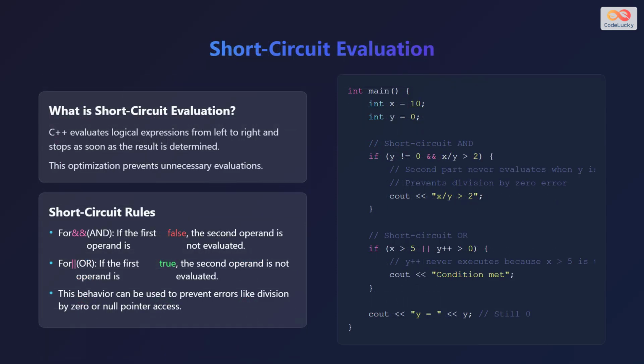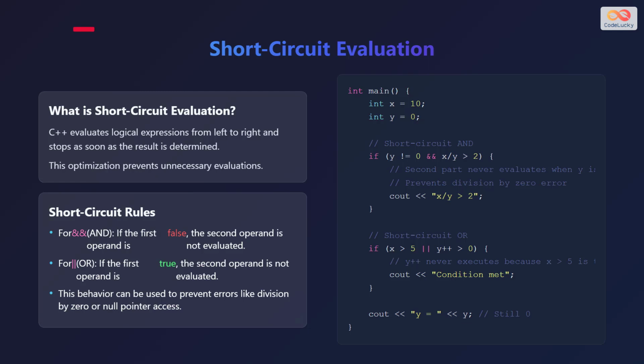In this slide, we are going to discuss short-circuit evaluation. C++ evaluates logical expressions from left to right and stops as soon as the result is determined. This optimization prevents unnecessary evaluations. For the AND operator, if the first operand is false, the second operand is not evaluated. For the OR operator, if the first operand is true, the second operand is not evaluated. This behavior can be used to prevent errors like division by zero or null pointer access.